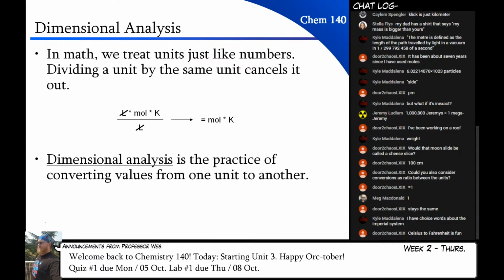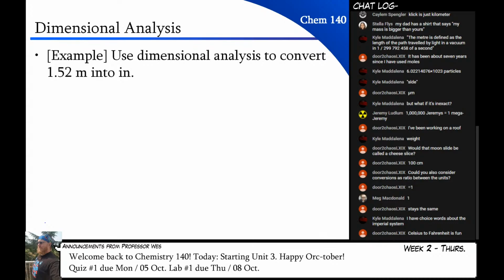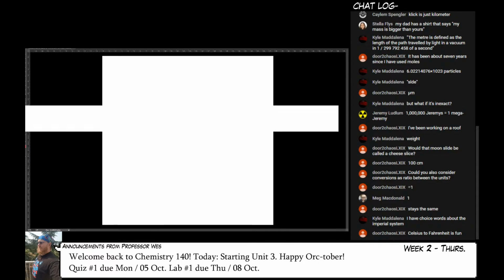The whole thing that we're going to be doing is called dimensional analysis, and so hopefully you've picked up that that is what this unit conversion is. All right, so let's do an example. We're going to convert 1.52 meters to inches.